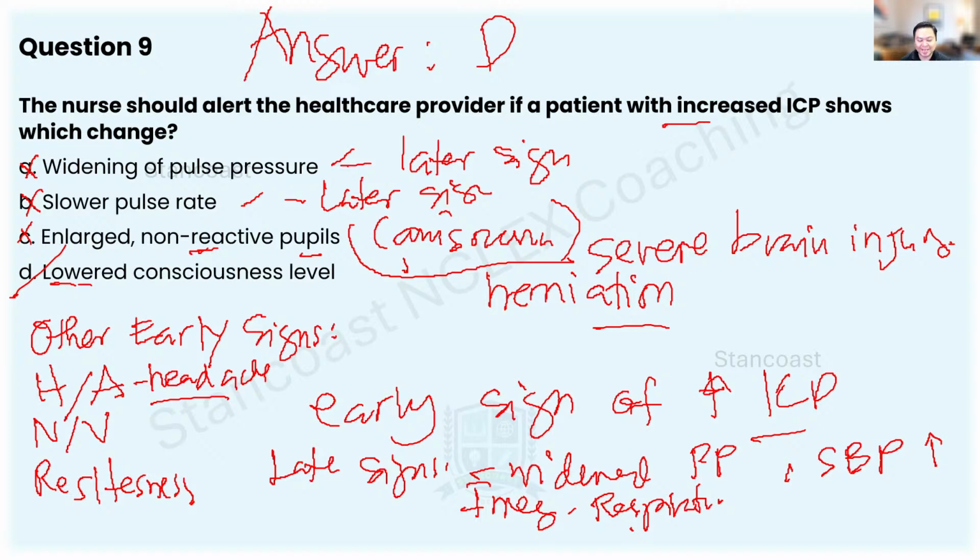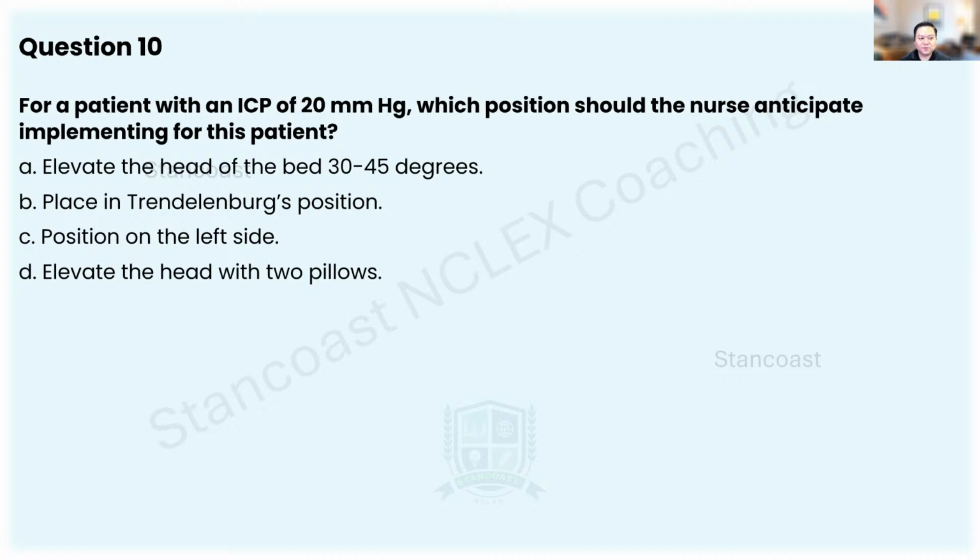Okay, let's move forward to number 10. For a patient with an ICP of 20, which position should the nurse anticipate implementing for this patient? Is it A, elevate the head of the bed 30 to 45 degrees, B, place in Trendelenburg position, C, position on the left side, and D, elevate the head with 2 pillows? What do you think, guys?